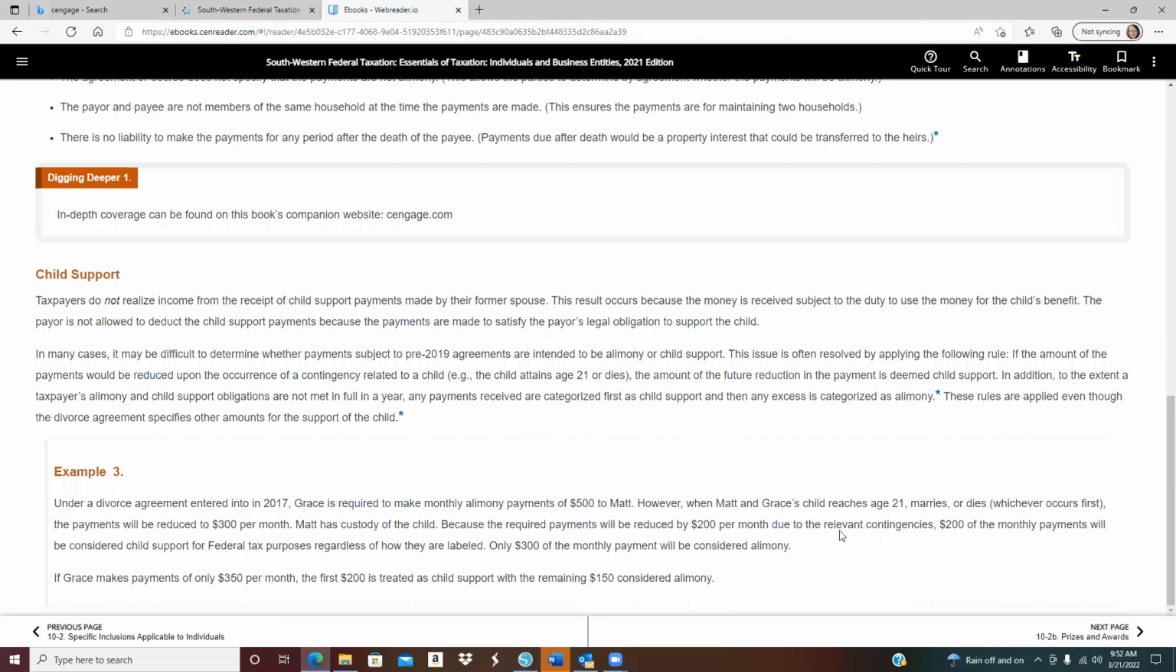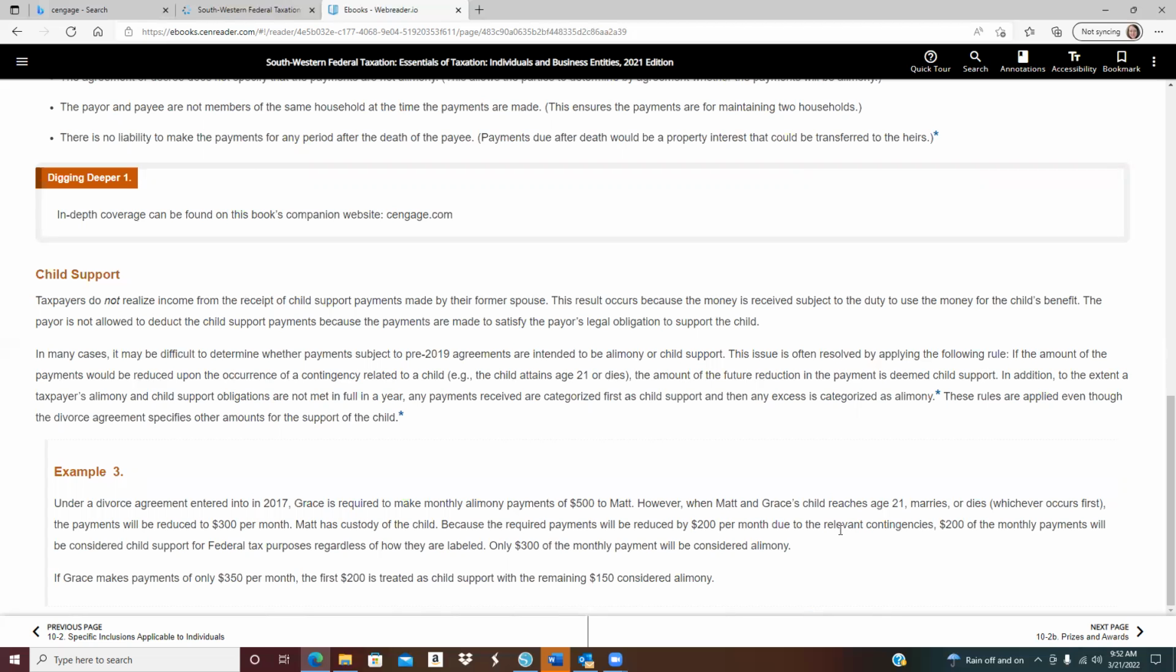Let's go on to child support. Taxpayers do not realize income from the receipt of child support payments made by their former spouse. This result occurs because the money is received subject to a duty to use it for the child's support. The payer is not allowed to deduct the child support payments because the payments are made to satisfy the payer's legal obligation to support the child.